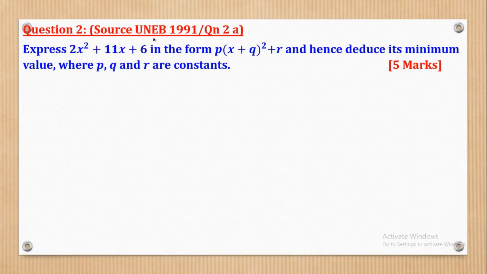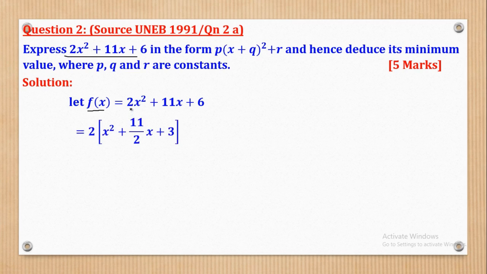Question 2 came from UNEB 1991, paper 1, question 2a, and says, express this in the form this, and hence deduce the minimum value where p, q, and r are constants. So still, we shall go through the same steps. The first step is to let f(x) be equal to this given expression. The next is to make the coefficient of x squared equal to 1 by factorizing out this coefficient.